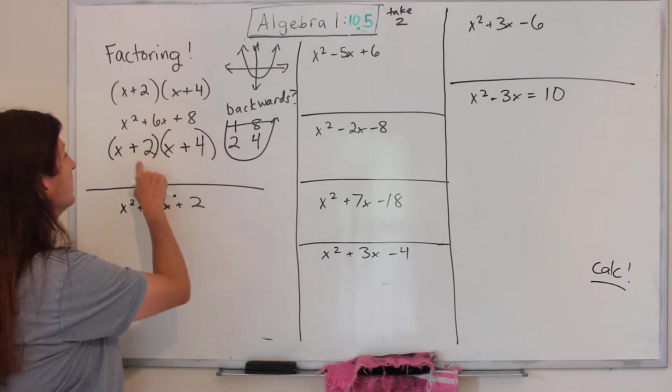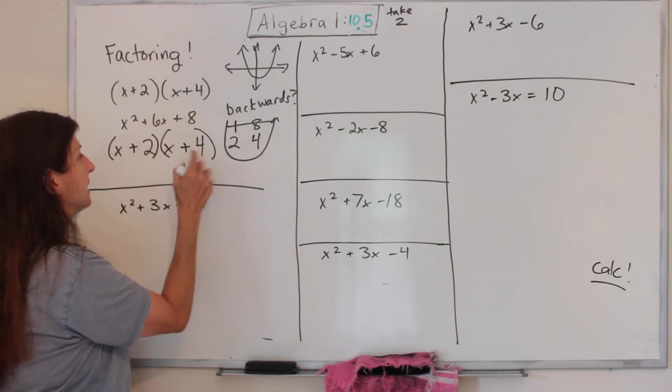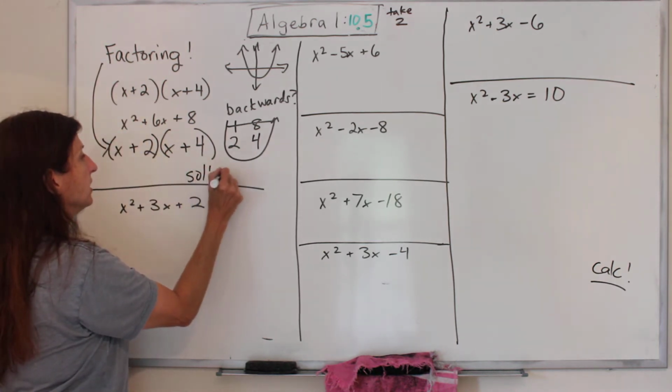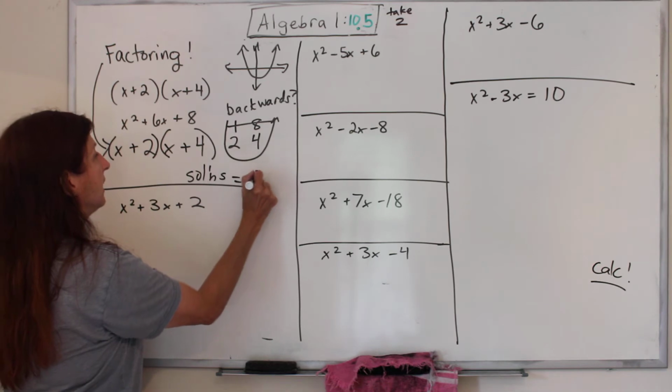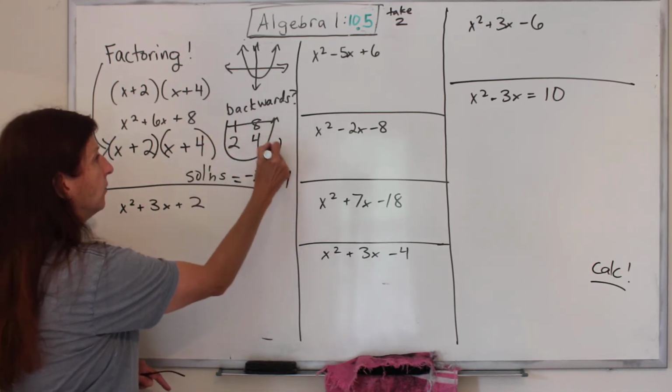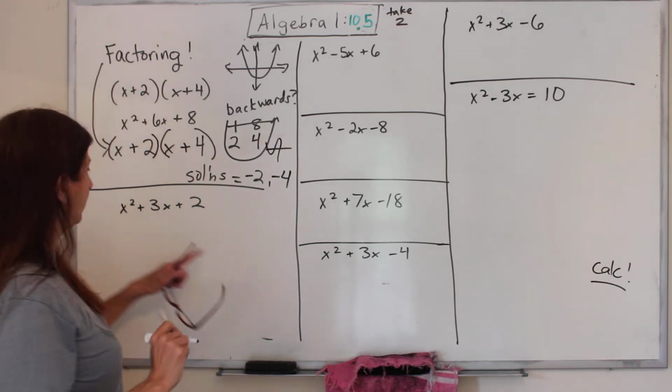And the solutions, remember, are the opposite sign. So these are the factors, and the solutions are equal to -2, -4. It would cross at -2, -4 over there. Okay, let's try this one.